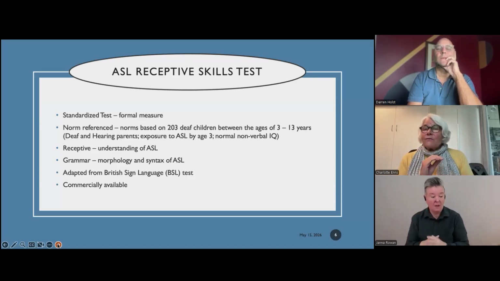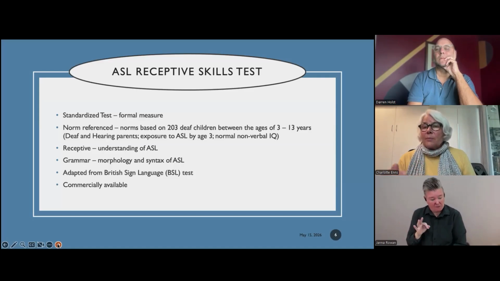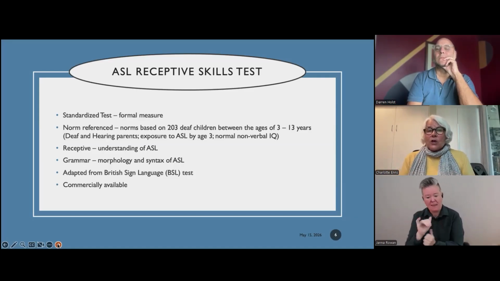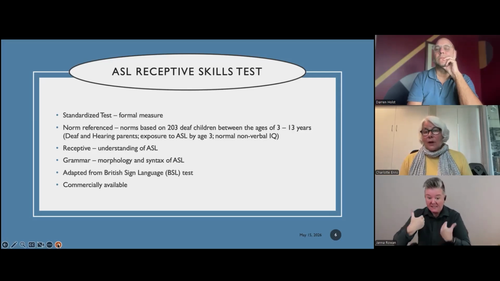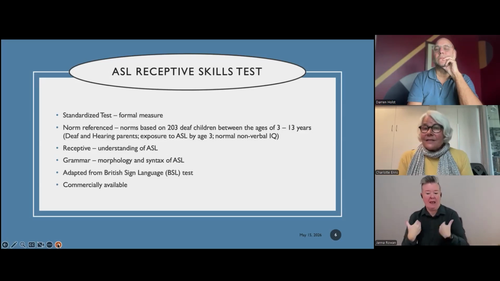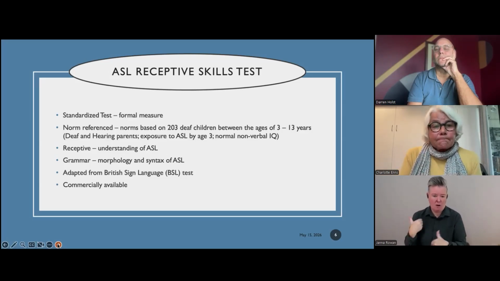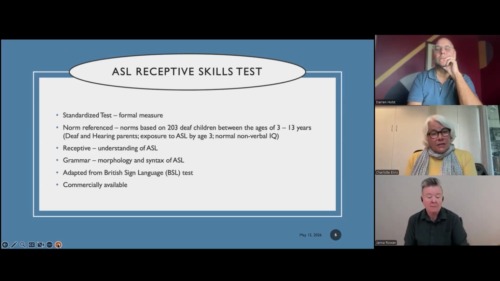If they have full and rich exposure to ASL at an early age, this is what they're capable of doing, of understanding in terms of ASL grammar. So not all the children you test will have that same background, but hopefully it will show where they could be if they had that kind of access to language.